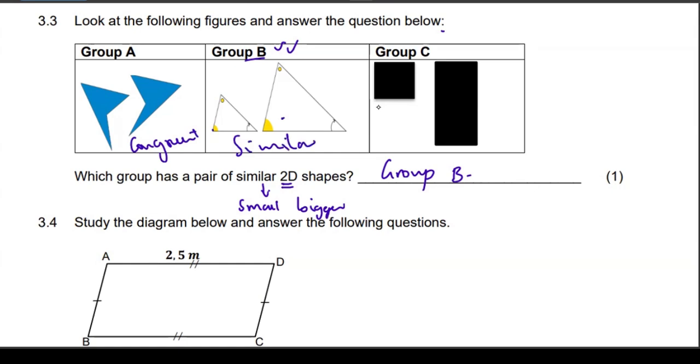Why can't we use C? This is a square, and then this is a rectangle. These are two different shapes. The shape must be the same. Triangle, triangle. Whatever shape it is, it's the same as that.